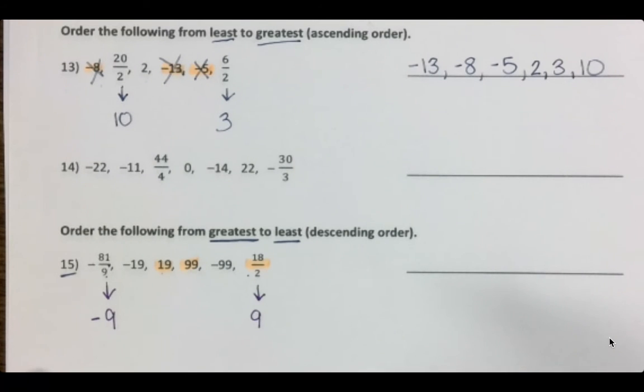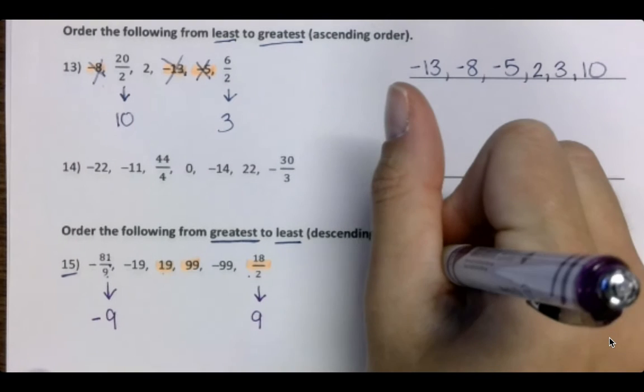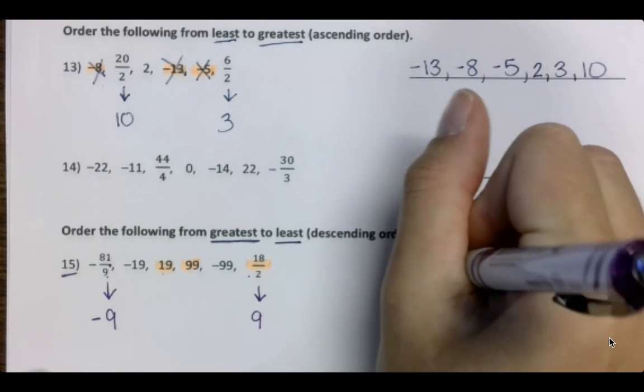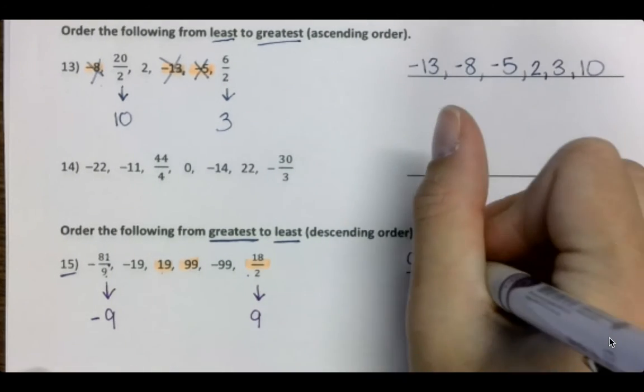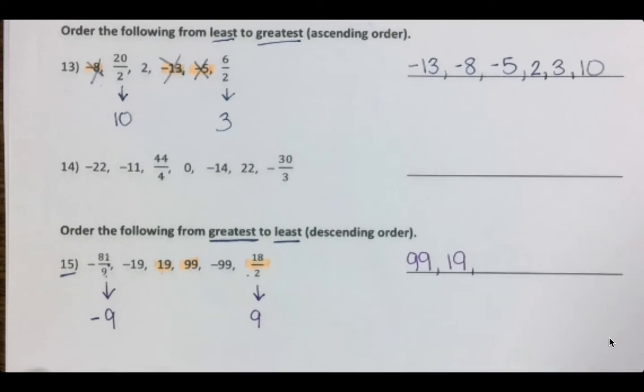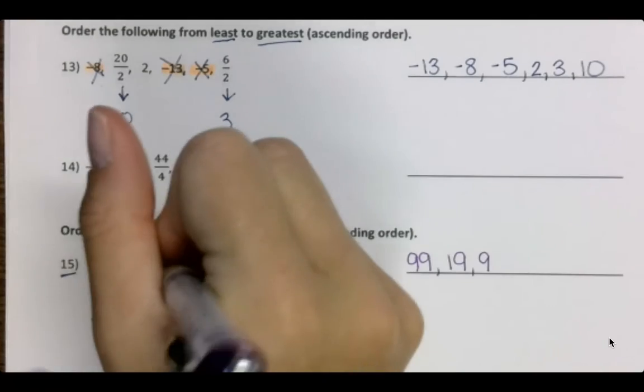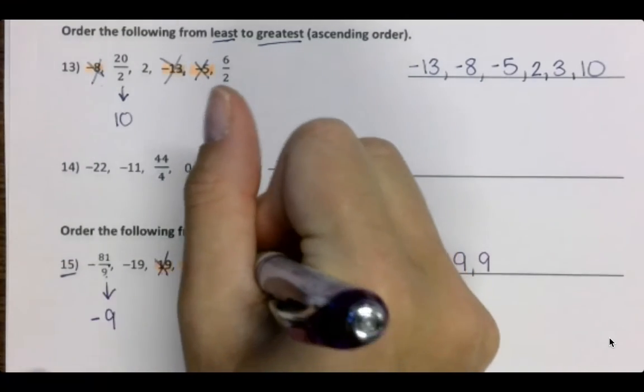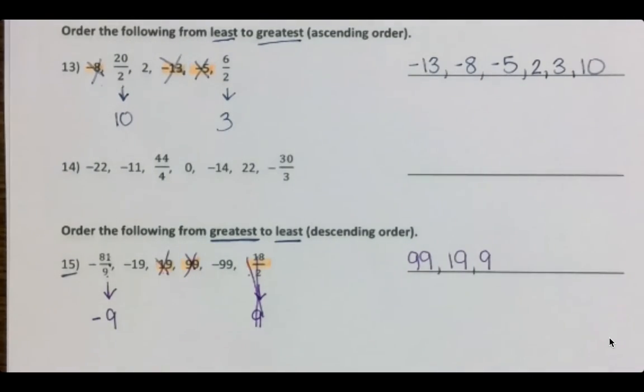Which one's the biggest, the greatest? 99. And then which one's the next greatest? 19. And then the smallest positive number we have is 9. Okay? So I'm going to cross out all my positive numbers. Hopefully this is making sense and you are rocking this out of the park.